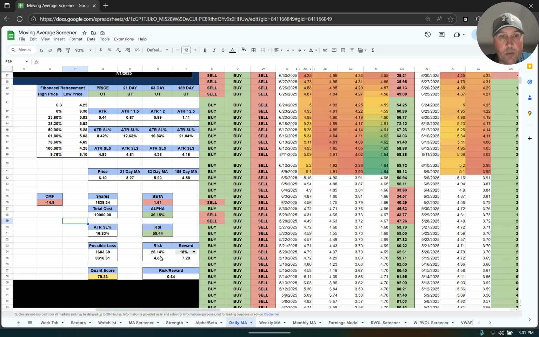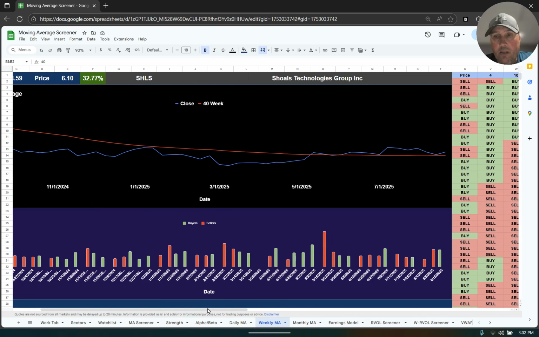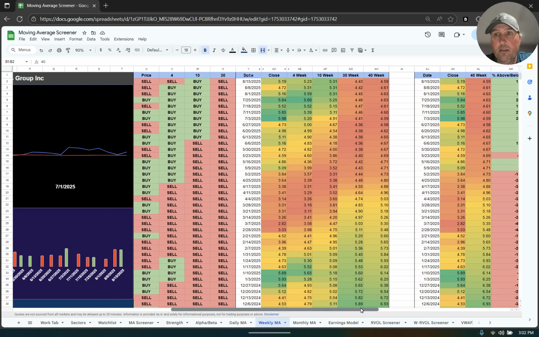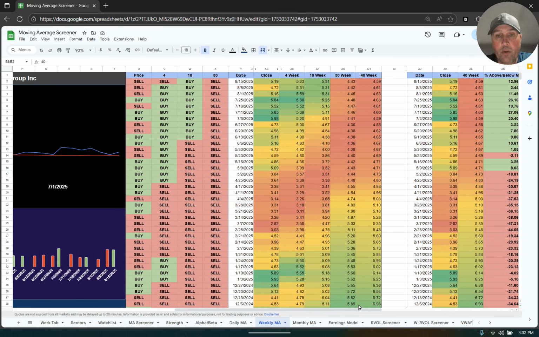This is just the risk you would take, because our stop loss is 16.83%, and then that's below the 21-day moving average, so our overall stop would be 28.14%. Our weekly moving average, the volume, and then this is just the same as the daily. You know, we're looking at the 40-week right now, so that's the percent above or below the 40-week.